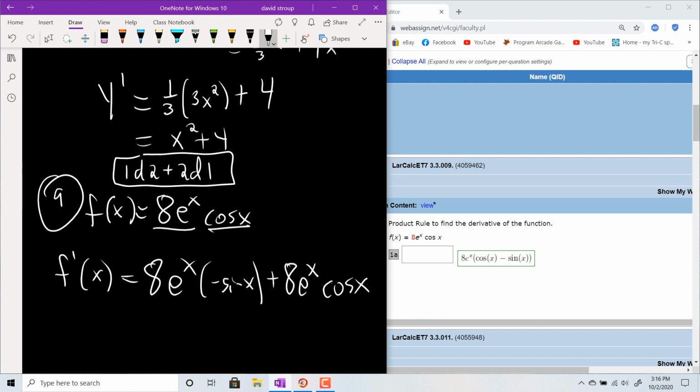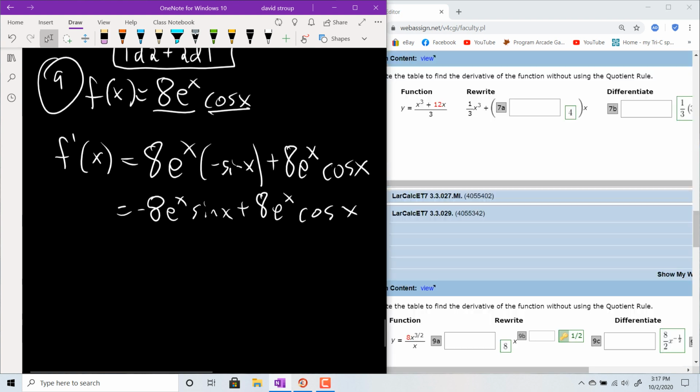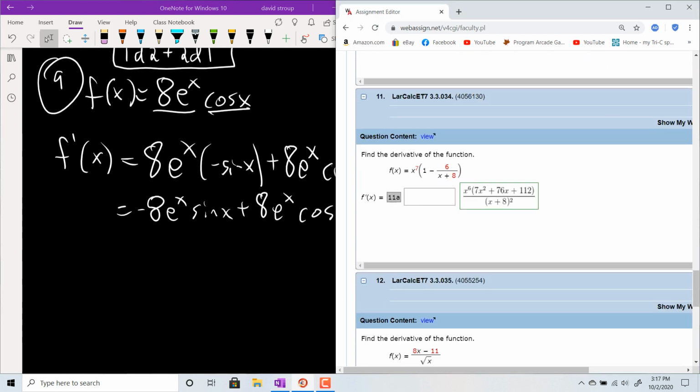That's the product rule. Okay, clean it up so you can factor out an e to the x if you wanted to. I'm just going to leave it like that. I'll have negative 8e to the x sine x plus 8e to the x cosine x. Okay, so product rule, make sure you can do the product rule. Definitely not going to go anywhere anytime soon. Okay. I feel like we should do another quotient rule.